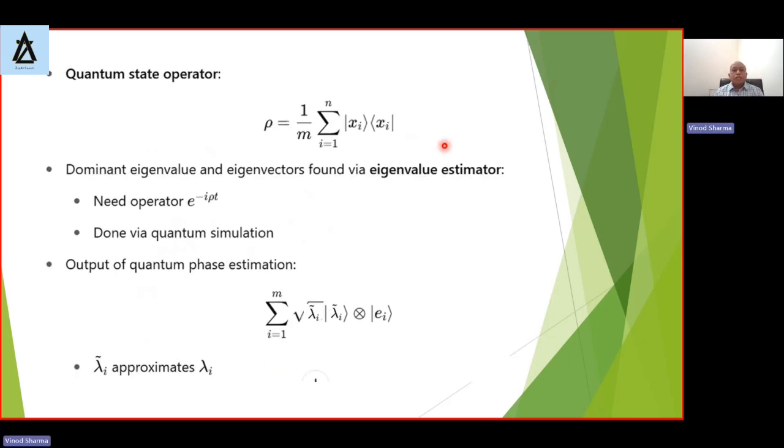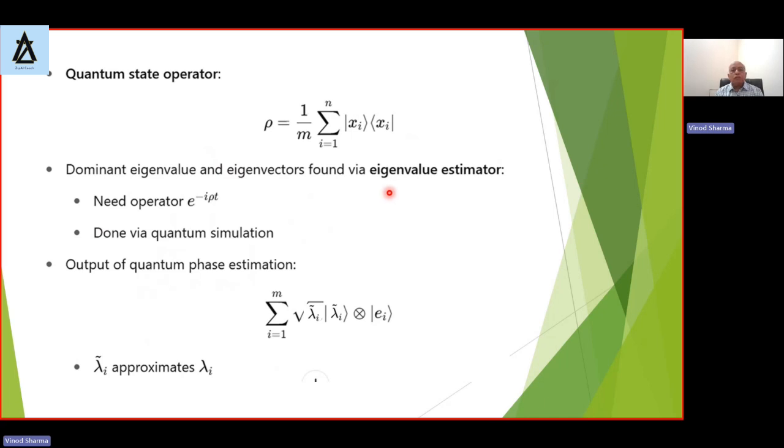From these quantum states, we define a state operator rho, which is 1 by m, i equal to 1 to n, xi conjugate over. So this is the average taken over all the quantum states. For this operator rho, we calculate the dominant eigenvalues and eigenvectors, and from there, we can compute the T and U matrices that we need to compress the data.